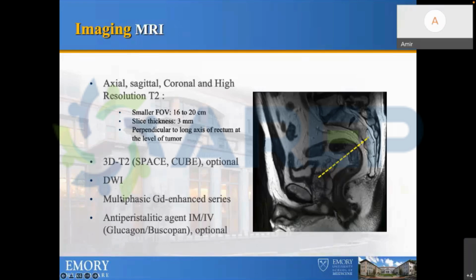One thing that's very useful, and I didn't include in this image, is administering rectal gel, because as you can see, this is an older slide. If you administer gel, the rectum will be more distended, and you're going to see the tumor much better, and you're going to see which walls are involved. In our practice, we are now using rectal gel for all rectal cancers.